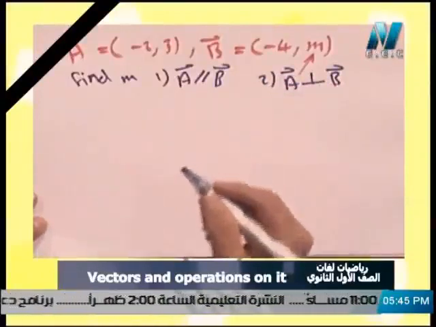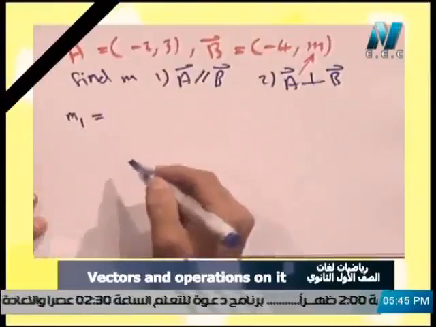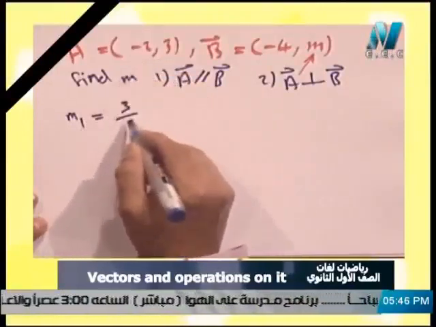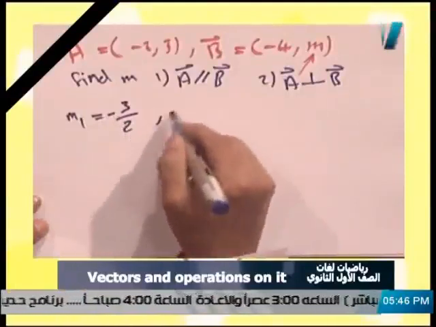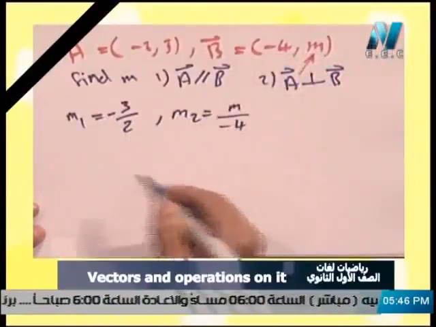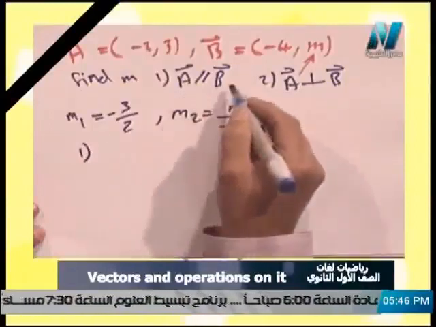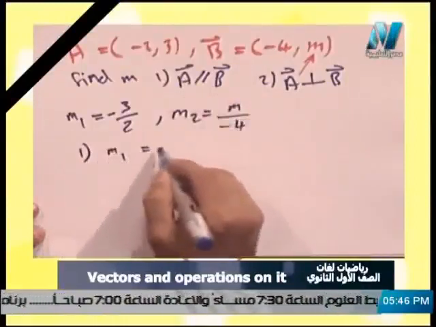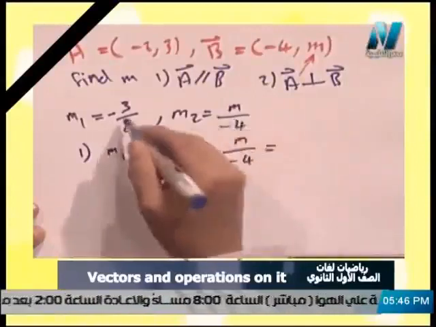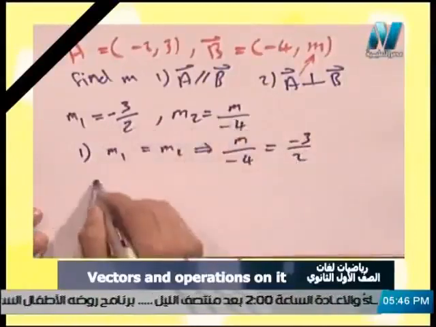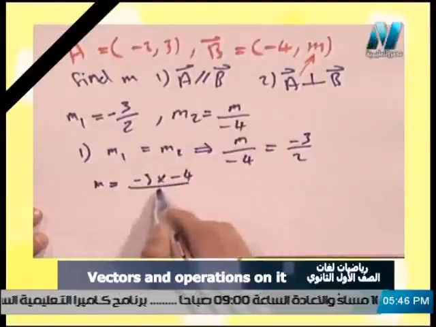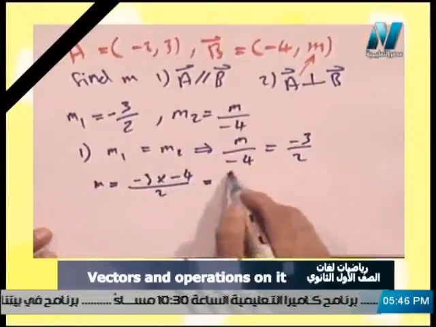As we said before, we can say m1. What is m1? It is the slope of the straight line carrying this vector, which is y over x, meaning 3 over -2. We can put the negative here. And m2 here will be m over -4. In the first case, a is parallel to b, so m1 of course equals m2. We can put m over -4 equals -3 over 2, so m equals -3 multiplied by -4 over 2, so the answer will be 6.